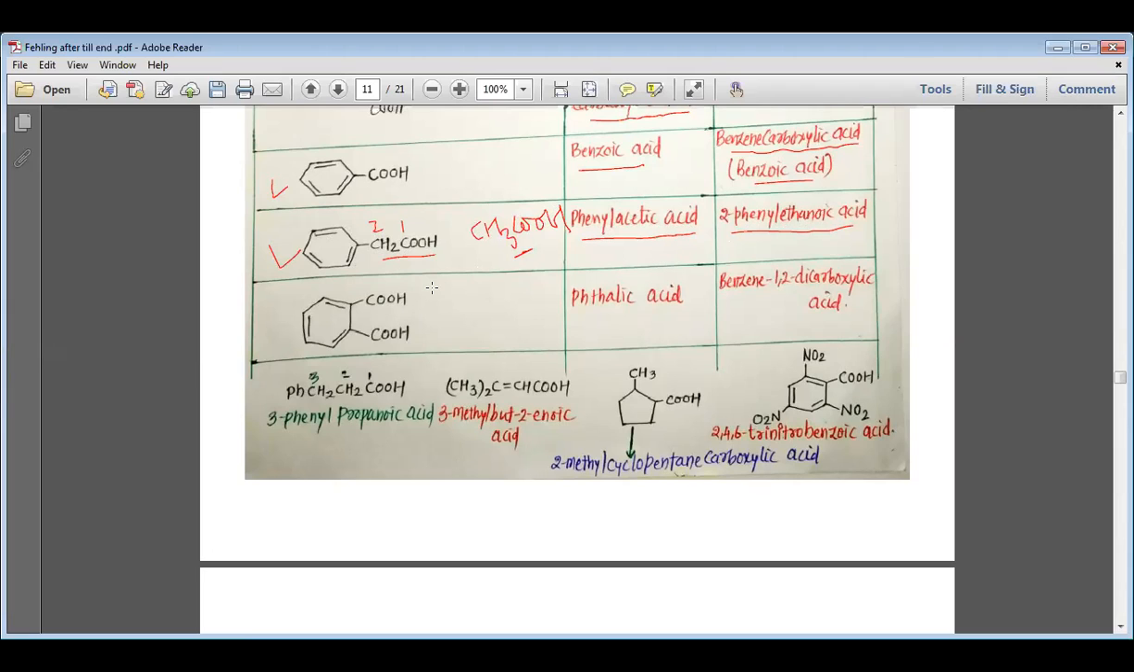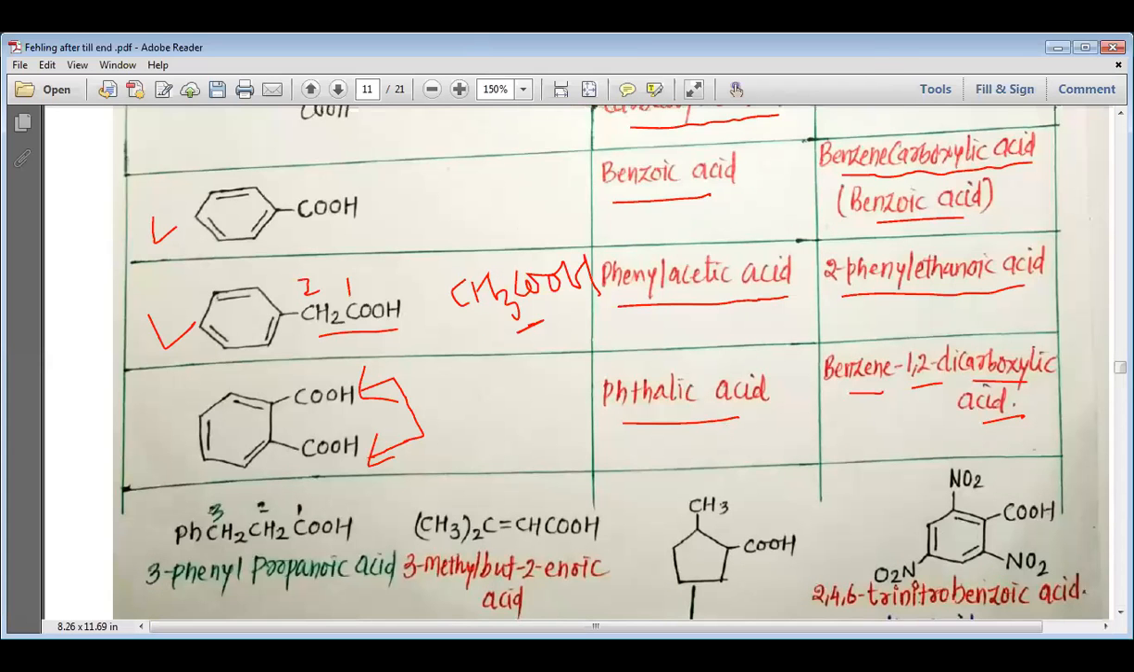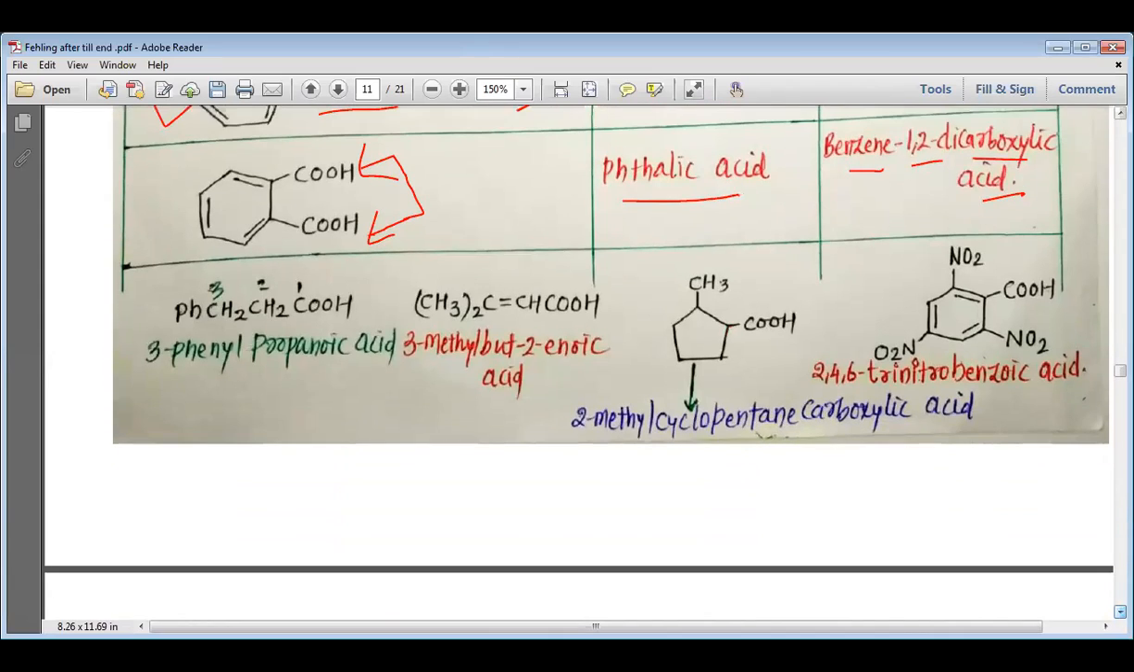When we have in ortho position 2 carboxylic acid groups, it is known as phthalic acid, which is also known as benzene 1,2 dicarboxylic acid. It is also known as benzene 1,2 dicarboxylic acid, my dear students. We can even study the other compounds, like if we have phenyl group bonded to the 3 carbons, so we can give them the number 1, 2 and 3. And on phenyl group, on 3, it is 3-phenyl propanoic acid. This is the IUPAC name.